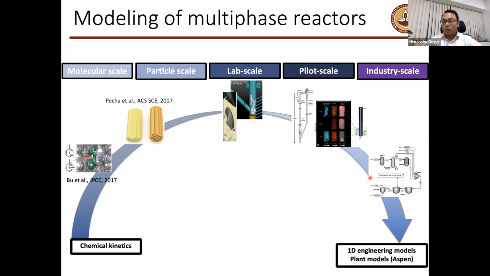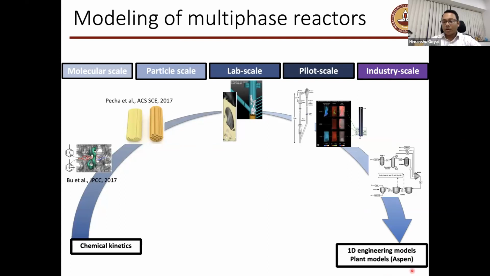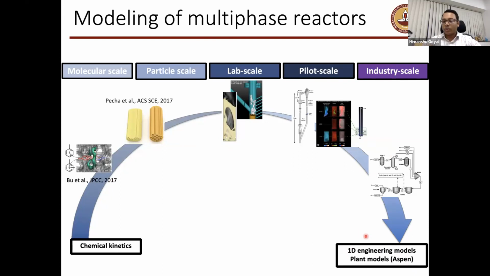And at the industry level, what we need are very simple algebraic equation type models that are extremely fast and simple to run. And in chemical engineering, we use a software called ASPEN, where all these different pieces are connected. So all these simple models are connected together to optimize the entire plant or unit.